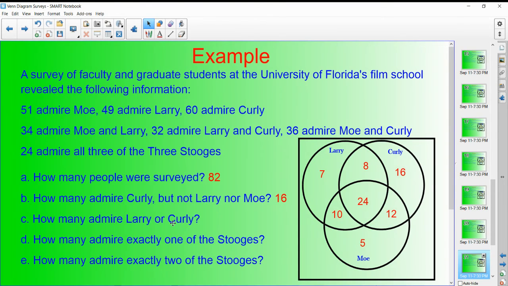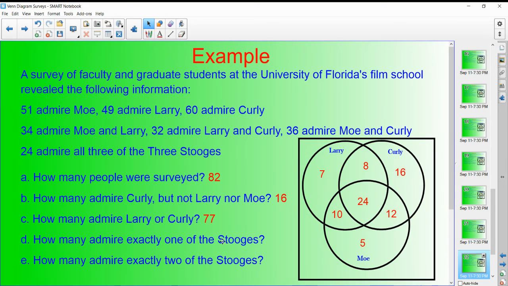Maybe the question asks a union question. How many like Larry or Curly or both of them? So Larry or Curly or both of them is anything that's within a Larry or Curly circle. Could be in one set, could be in both sets. So it's all of these numbers. The way I calculate it is we know that the total is 82 and we can subtract 5, or you can add up all of these numbers and get 77 like Larry or Curly.